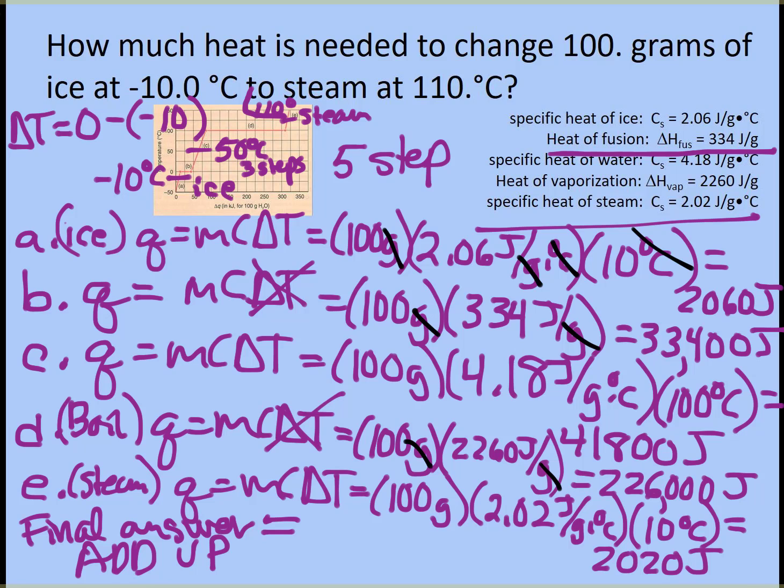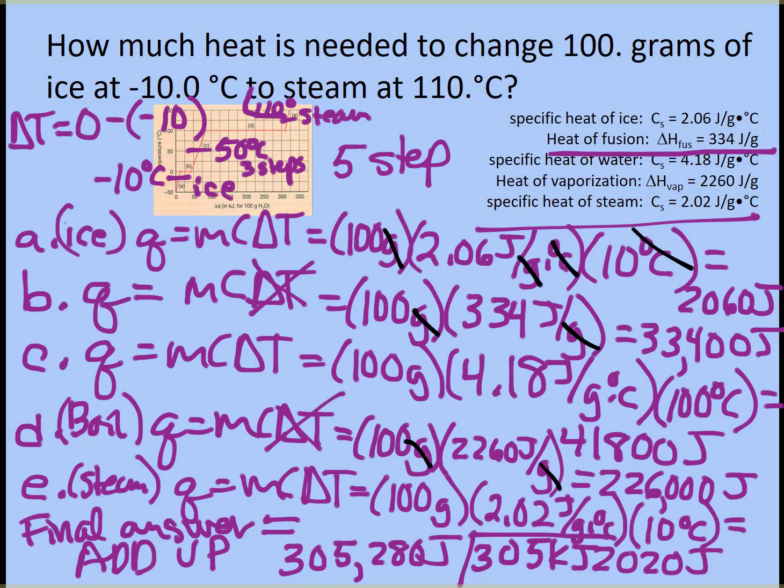So in this case, I have 5 steps. And when I add them up, I get 305,280. Obviously, I'm not looking at sig figs. I'm going to divide by 1,000. And so when I do that, I get 305 kilojoules.